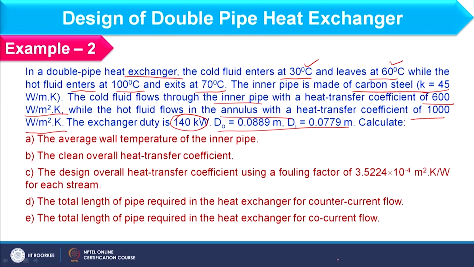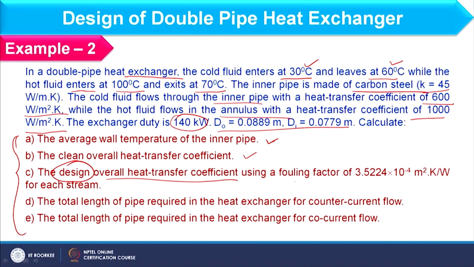What you have to find out is a number of parameters which we have to calculate. The first is the average wall temperature of the inner pipe. I hope you all remember the expressions. And next we have to find out the clean overall heat transfer coefficient, and further we have to find out the overall heat transfer coefficient, which I am calling the design overall heat transfer coefficient.